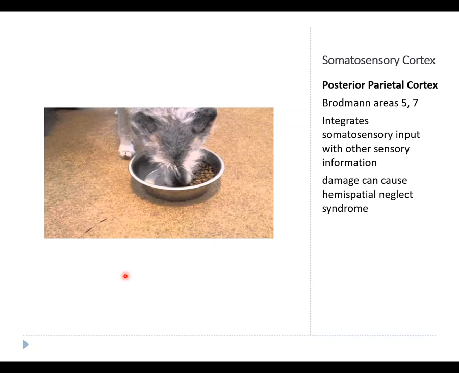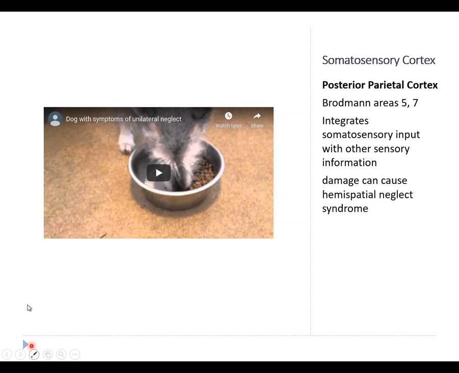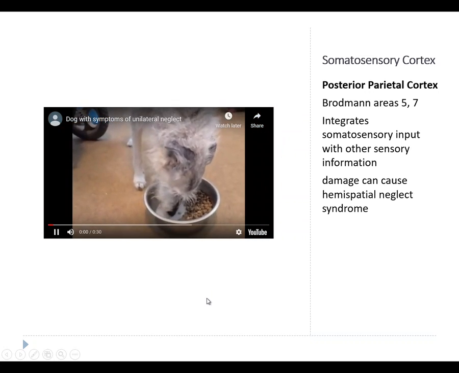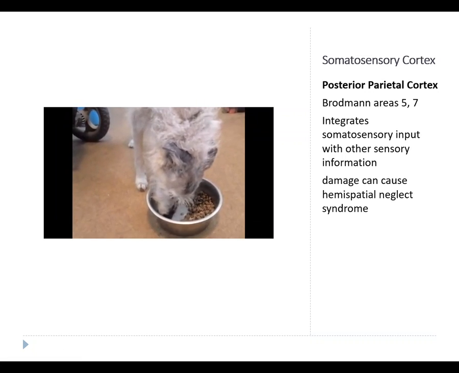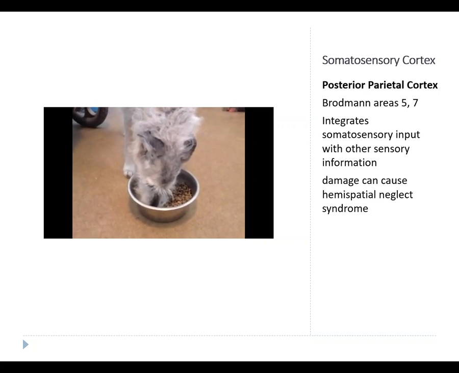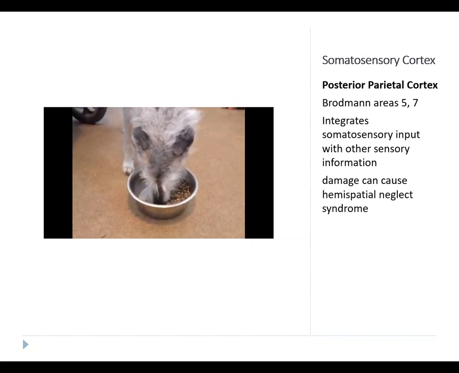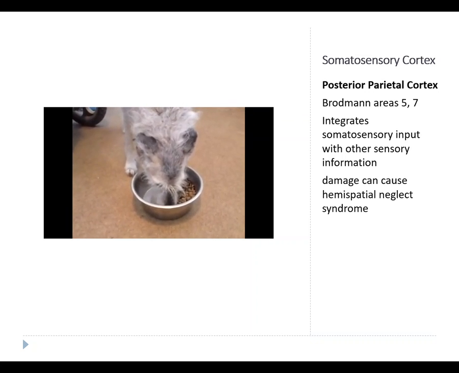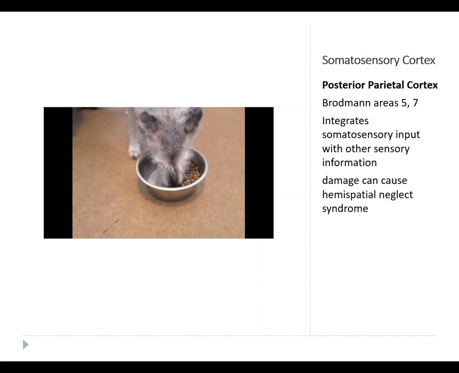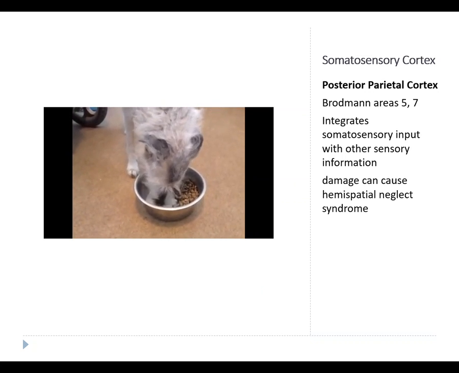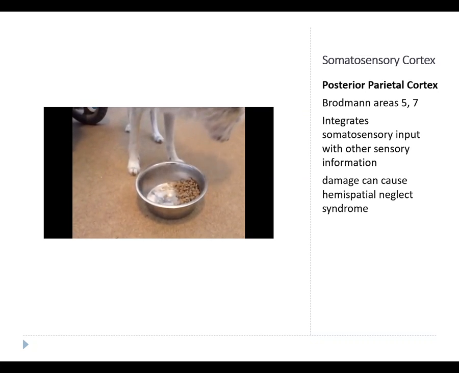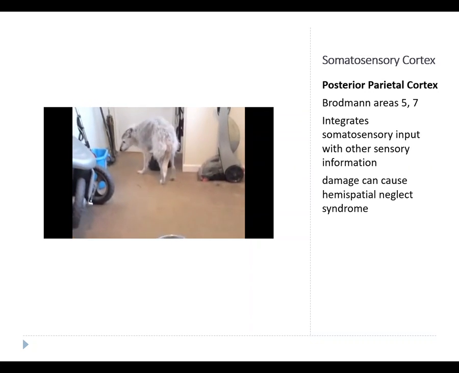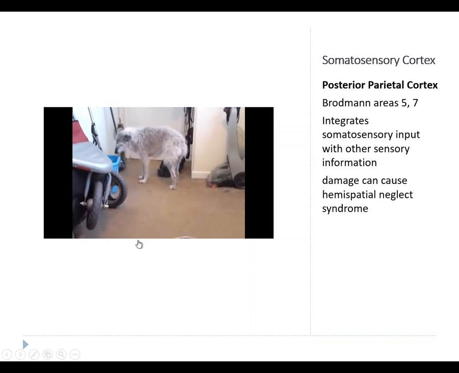Here's an example. This is a dog that has had brain damage that shows symptoms that kind of look like this. So here the dog is trying to eat from its bowl, but it's only able to eat from, in this case, the right side of the bowl. Actually, the image could have been flipped. So clearly the dog is still hungry, can perhaps even smell food in there, but simply can't comprehend the fact that there's a left side to that bowl. And so again, that's an example of hemispatial neglect.